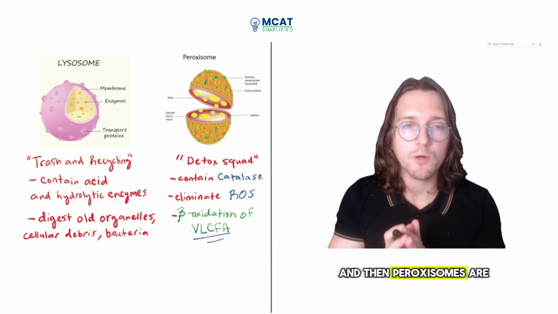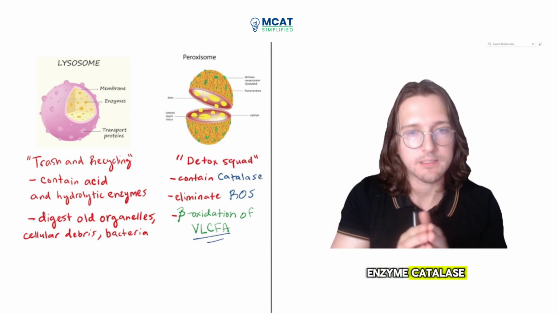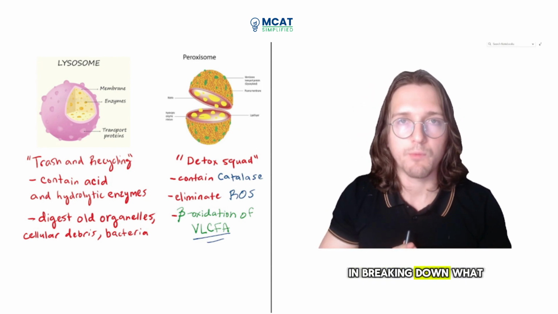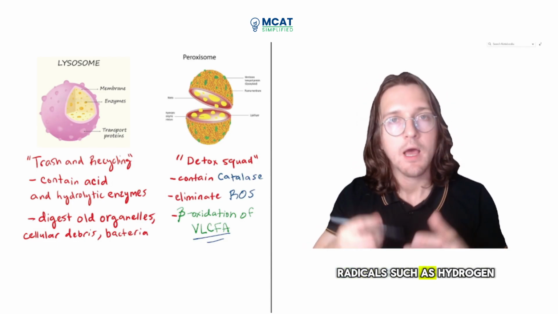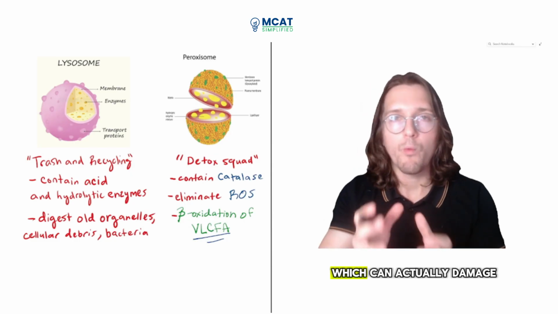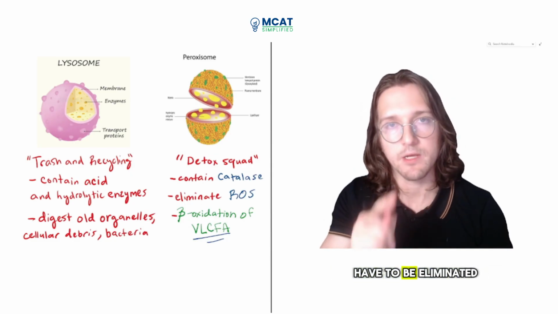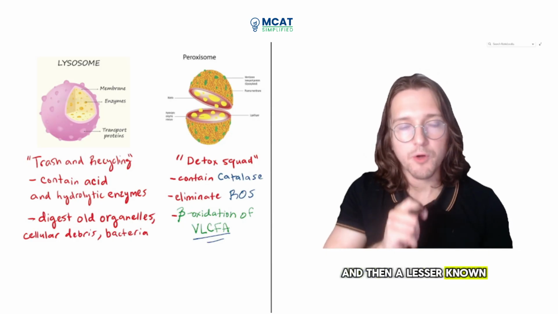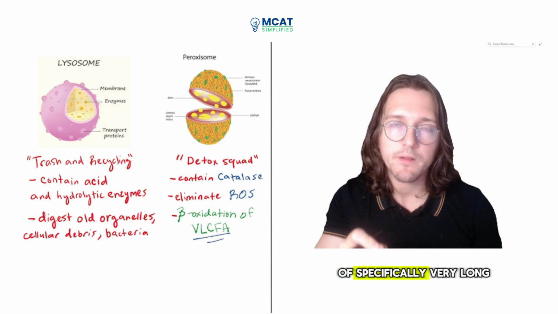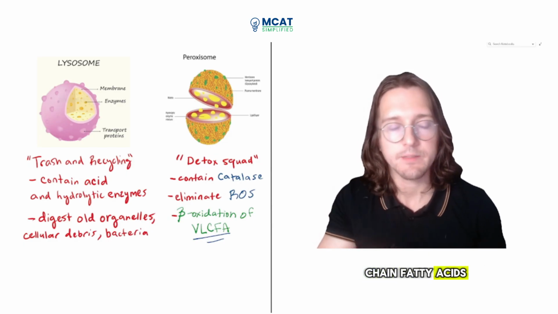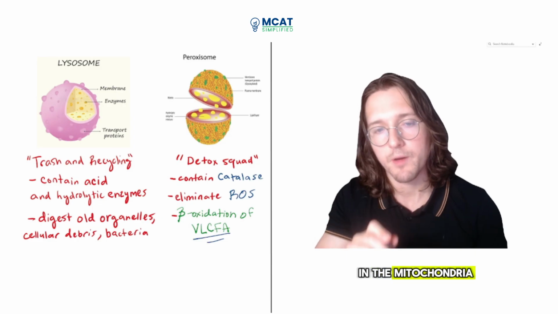And then peroxisomes are sort of the detox squad, and these contain the enzyme catalase. And catalase is involved in breaking down what we call reactive oxygen species, which are usually free radicals, such as hydrogen peroxide radicals, which can actually damage cell membranes and proteins, so they're dangerous to the cell and they have to be eliminated. And then a lesser known fact about this organelle is it's the site of beta-oxidation of specifically very long-chain fatty acids. As some of you might know, beta-oxidation mostly happens in the mitochondria, but this is one exception.